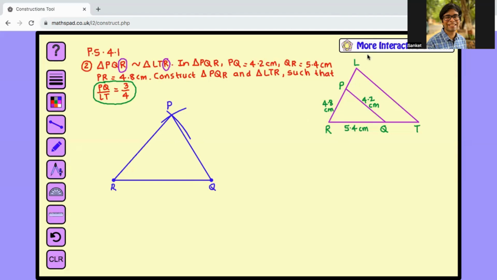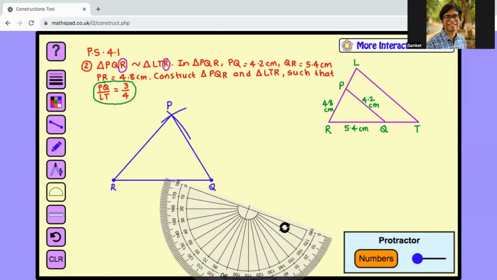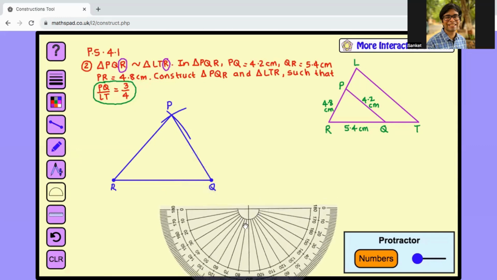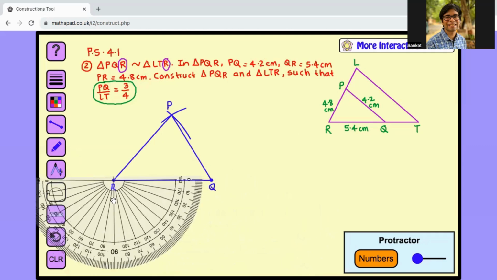Now I need to construct the bigger triangle, triangle LTR. For that, I'm going to need my protractor. I'm going to align my protractor with point R and mark at 30 degrees.